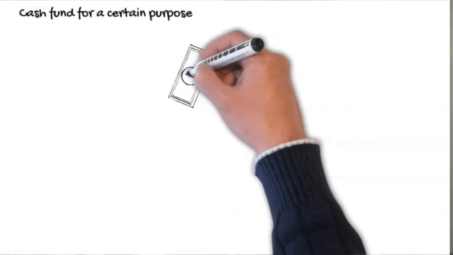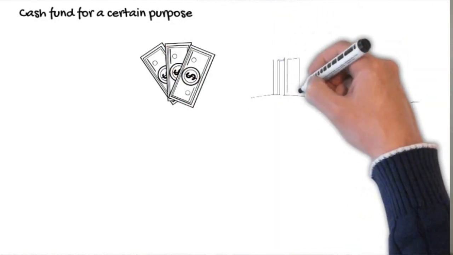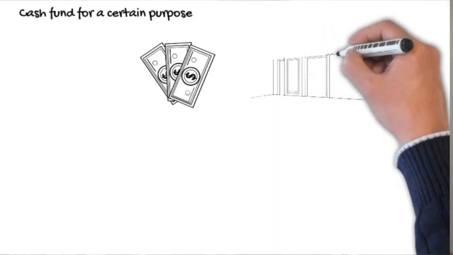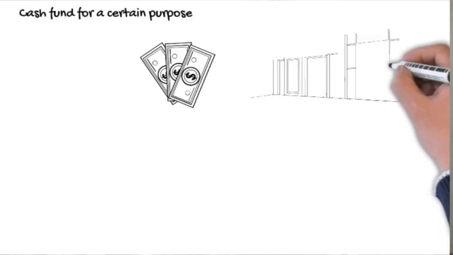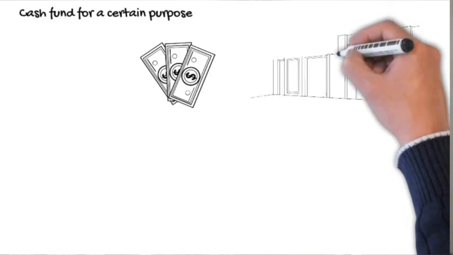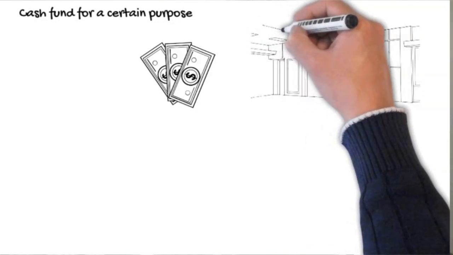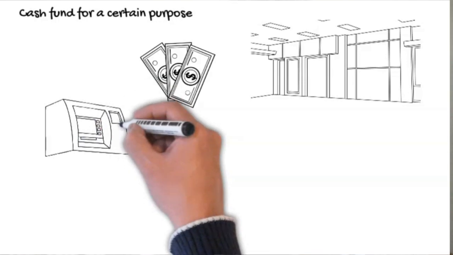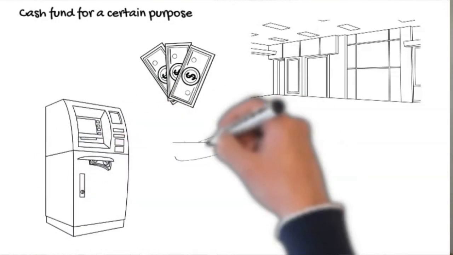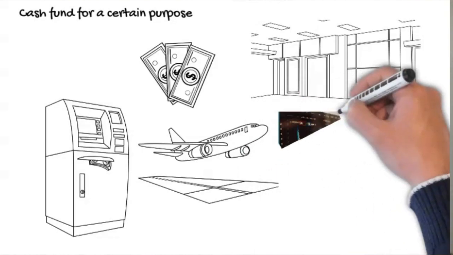Now, cash fund for a certain purpose. If the cash fund is set aside for use in current operations or for the payment of current obligation, it is a current asset. The cash fund is included as part of cash and cash equivalents. Example of this are petty cash fund, payroll fund, travel fund, interest fund, dividend fund, and tax fund.